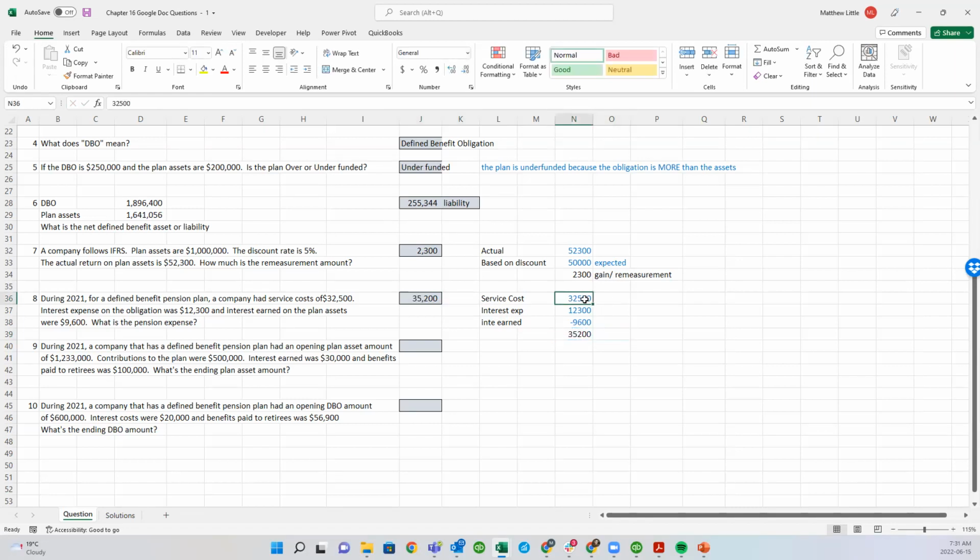So we look at service costs, plus or minus any past service costs, which is 0, add the interest expense, which is what was expected, less any interest earned, which equals our pension expense.